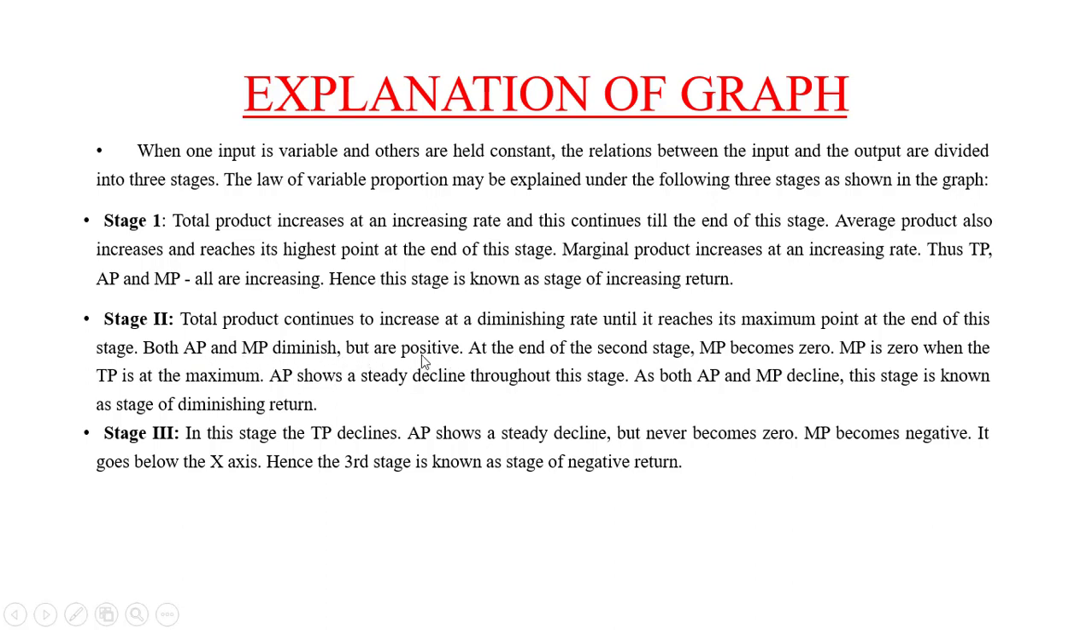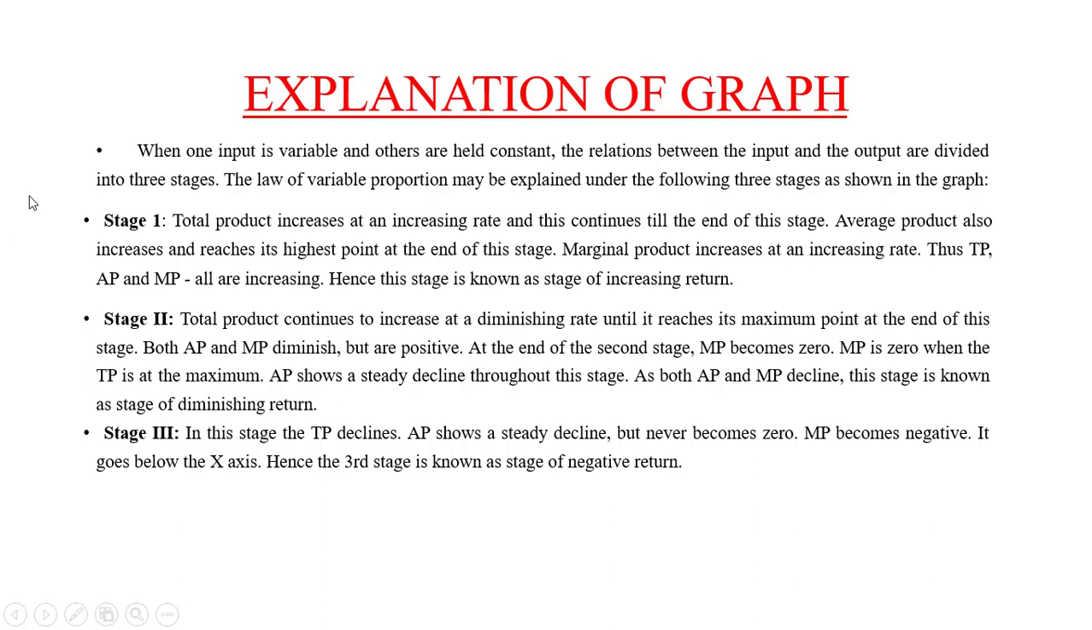They are still above zero, right? They are still above zero. That's why they are still positive, but they are decreasing. And when MP becomes zero, TP is at the maximum. AP shows a steady decline throughout this stage. As both AP and MP decline, this stage is known as stage of diminishing return.